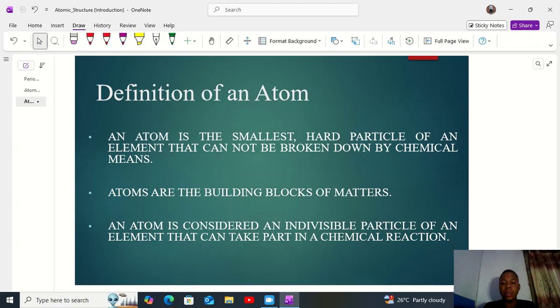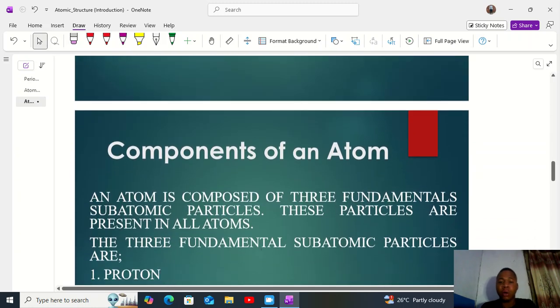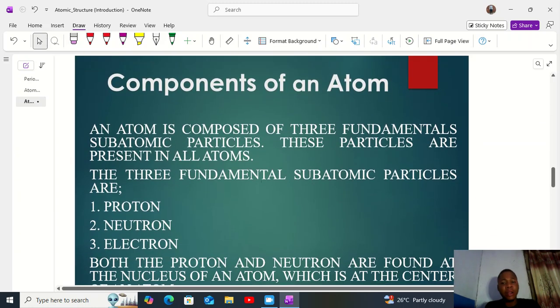So in a chemical reaction, it is only the atom that can take part or undergo a chemical reaction. So let us talk about the components of an atom. What are atoms made up of?